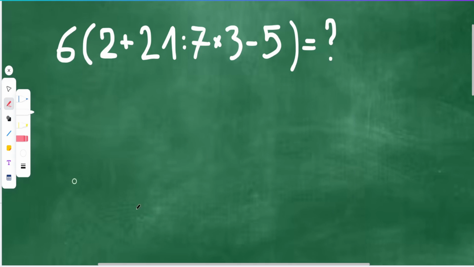So let's start explaining how this task works. First of all, to solve it correctly, you have to remember the so-called order of operations. Always at the beginning, you perform operations in brackets. We have a bracket here. We will have to do it first. In the first place, this one here.